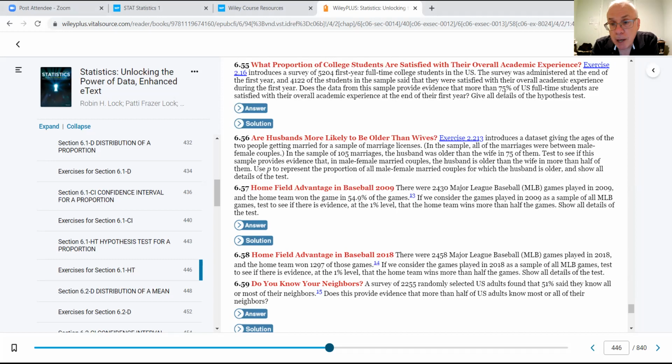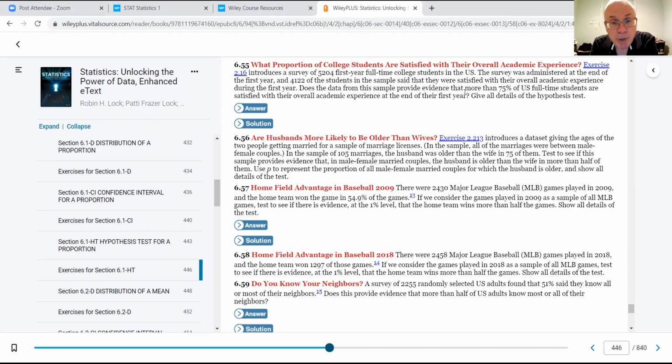All right, so the null hypothesis is that p is equal to 0.75, and it says, is there enough evidence to show that more than 75% of students are satisfied? Well, that means that the alternative hypothesis is that p is greater than 0.75. This is a right-tail test. But before we do any testing, we have to check our assumptions.